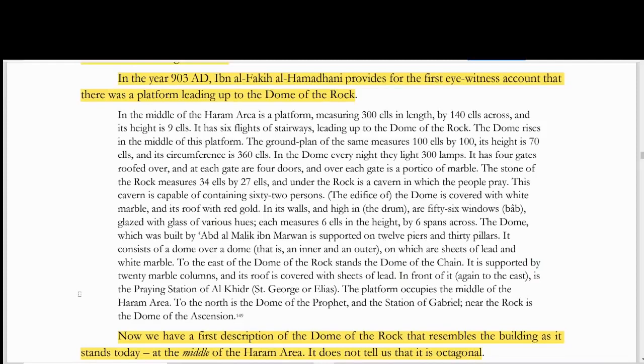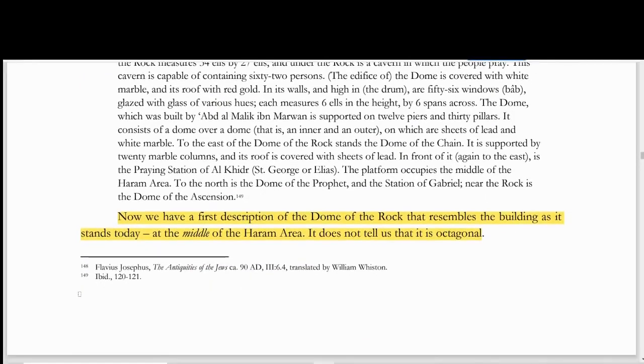Notice the Dome of the Chain makes its first appearance. In front of it, again to the east, is the praying station of Al-Khidir, St. George Alias. The platform occupies the middle of the Haram area. To the north is the Dome of the Prophet and the station of Gabriel. Near the rock is the Dome of the Ascension.